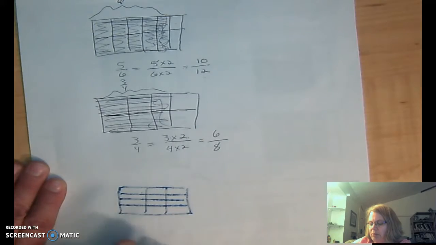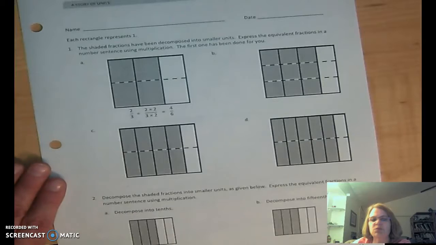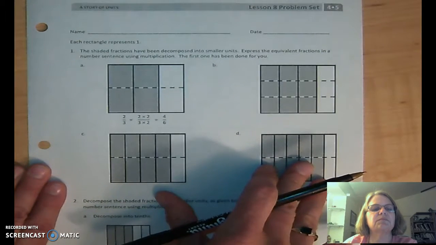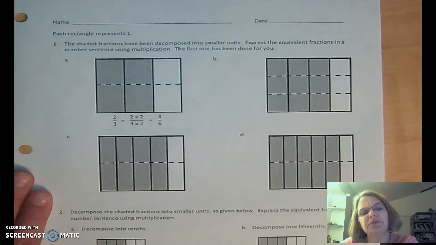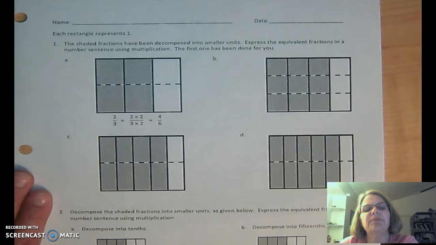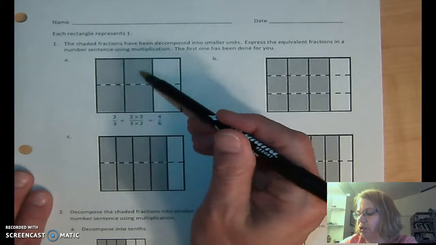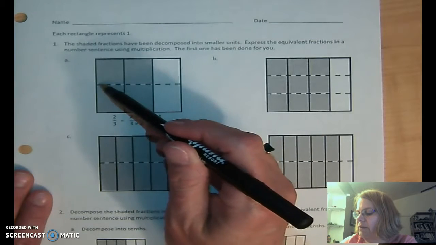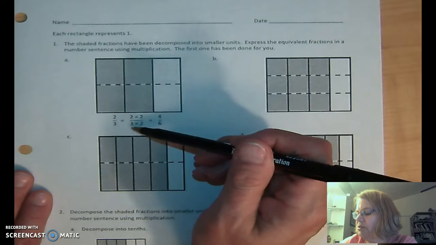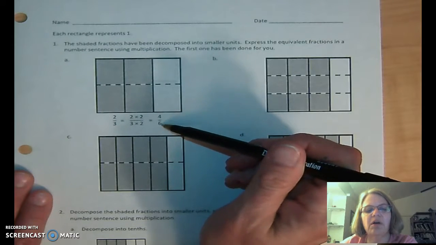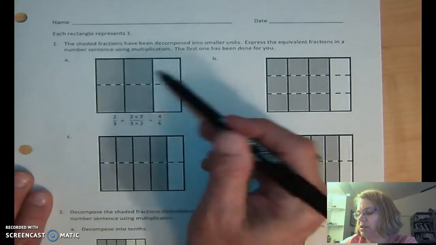Okay, let's move on to the problem set. This is on page 111. I'm going to make it a little bigger so you can read the directions with me. You should have this in front of you as well. The shaded fractions have been decomposed into smaller units. Express the equivalent fractions in a number sentence using multiplication. The first one's been done for you. So we had 2/3. We divided it one time, which made it in half. So 2 times 2 over 3 times 2 equals 4 over 6. So we have 1, 2, 3, 4, and there's 6 spots.